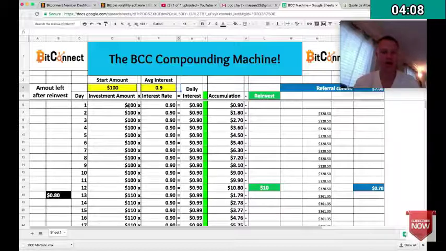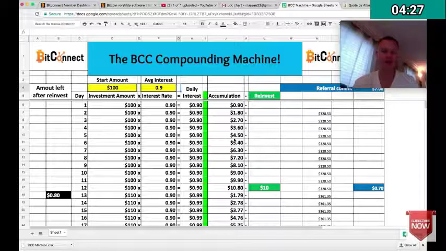So on our $100 that we invested, day one, we get 90 cents. Day two, we get 90 cents again, and it adds in. Now we have $1.80 in our lending wallet. Day three, 90 cents. Now we have $2.70. So this is going to continue to accumulate.